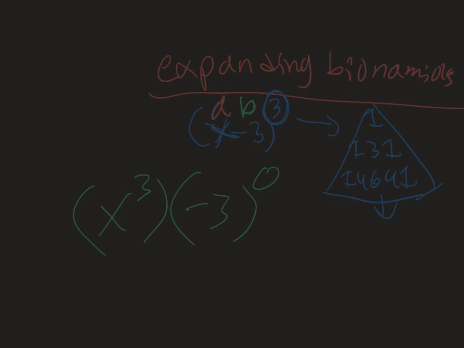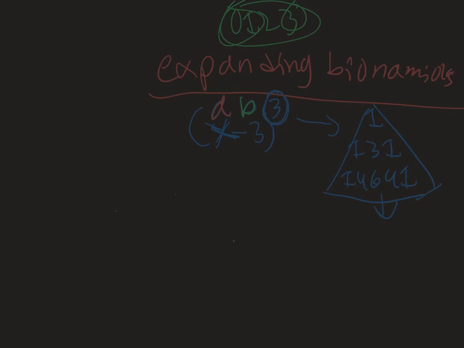Since the powers go 1, 2, 3 for this whole equation, the A is going to start with the highest power and the B is going to start with the lowest power, until eventually at the end of the equation the B has the highest power and the A has the lowest power. So we're first going to start off with that. That's an example of what the first term of the equation would be.